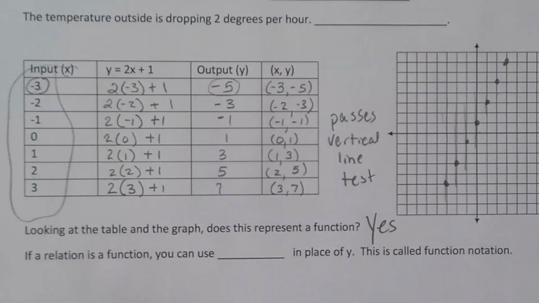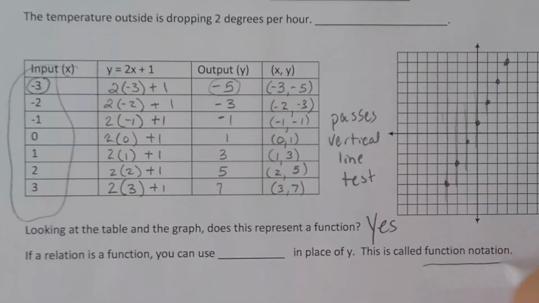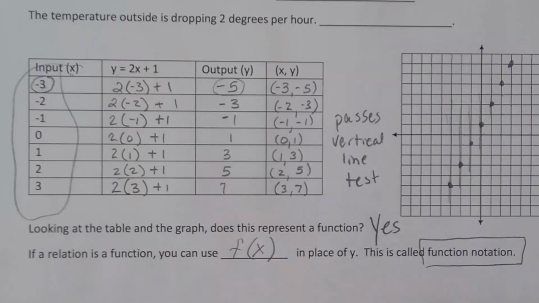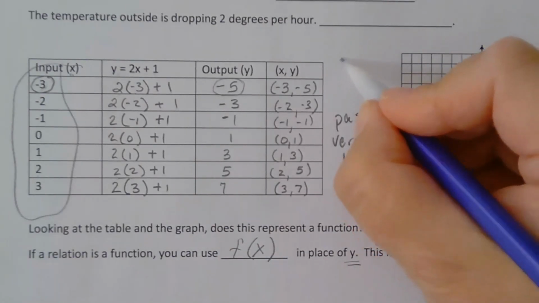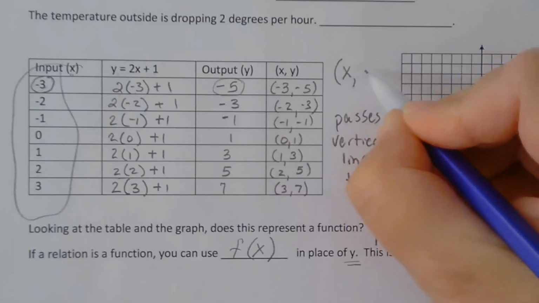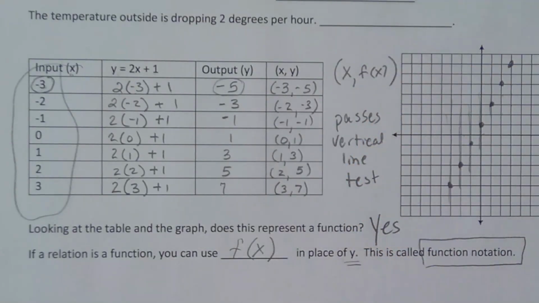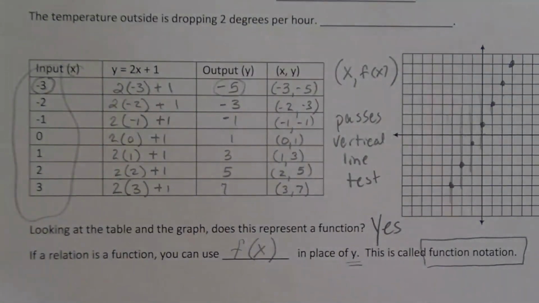So we're going to introduce the idea of function notation. And in function notation, you have to know it's a function. And when you do know it's a function, you can use f of x instead of the letter y. So really, my ordered pairs are an input, and then f of x is my output. And we're going to explore this idea with evaluating and graphing in just a moment.